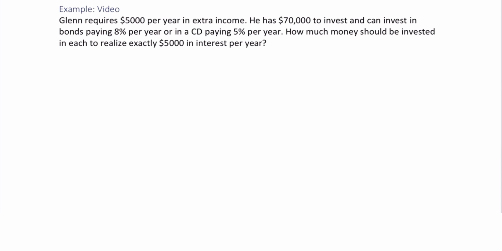Again, we have two unknowns. Let's let the first one be the amount in bonds. X will be bonds, and then the CD will be our other amount. We know that there's a total of 70,000. So 70,000 minus whatever value X is will give us the amount in CDs. Now, interest equals principal times rate times time. The interest that Glenn wants is 5,000.